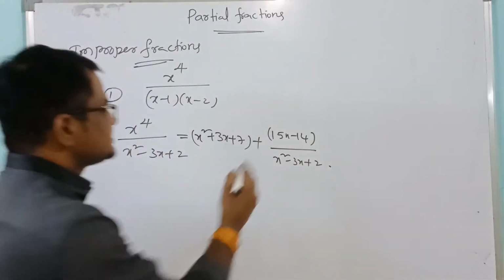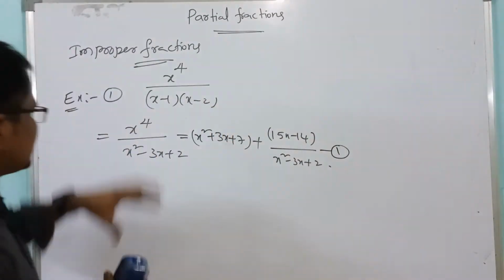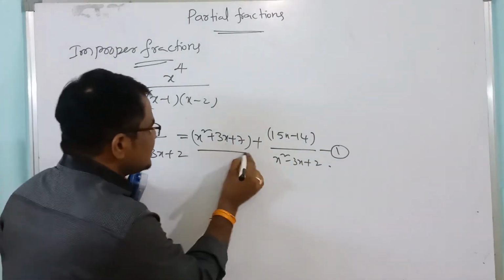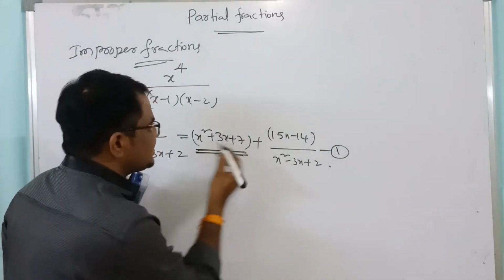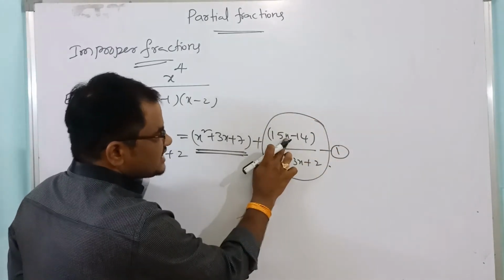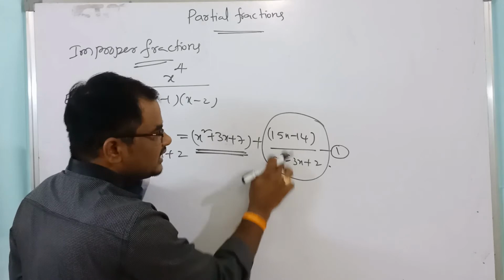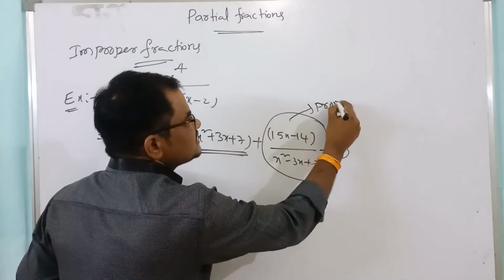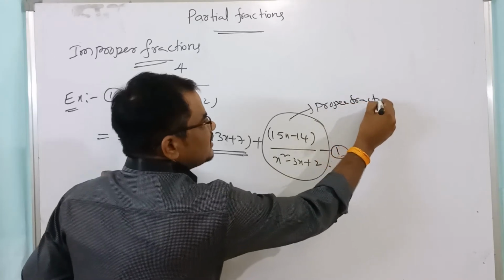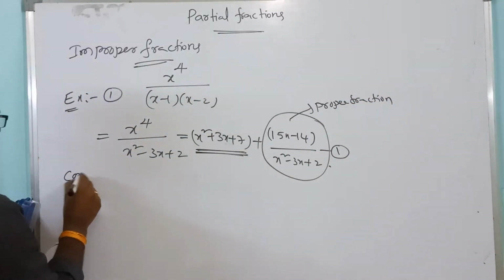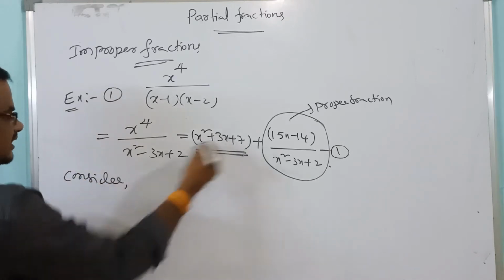Now take this as equation number 1. Now this improper fraction is converted into a proper fraction. Once you observe, this is completed. No need to do anything for this one. The degree of numerator is 1, the degree of denominator is 2. The degree of numerator is less than the degree of denominator. So this becomes a proper fraction.